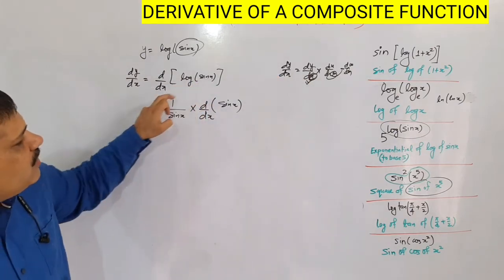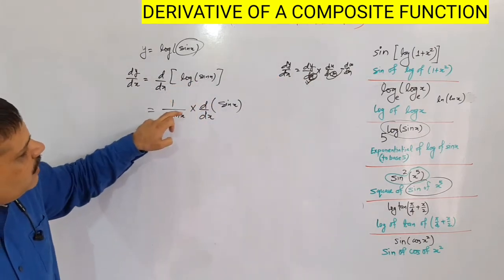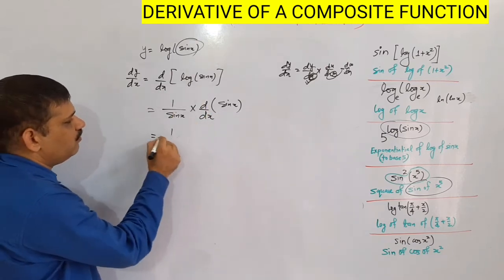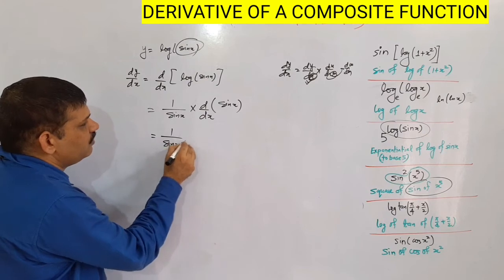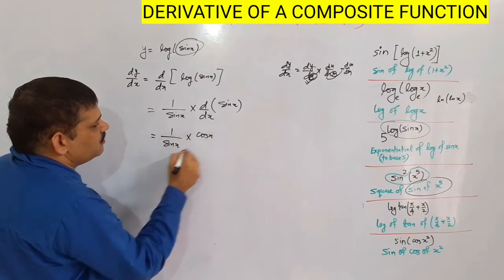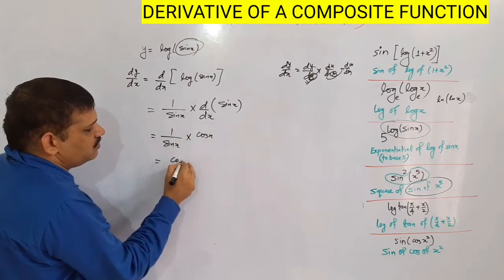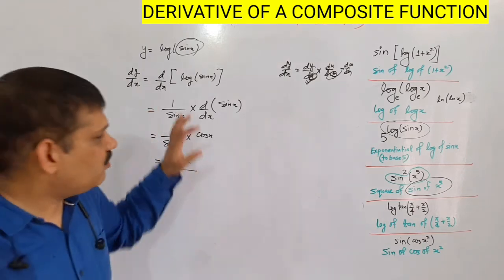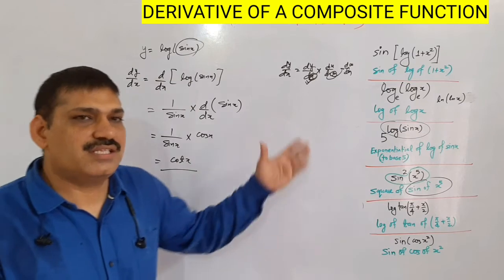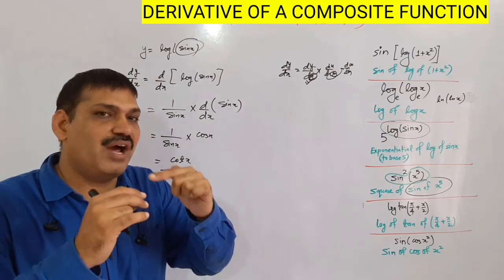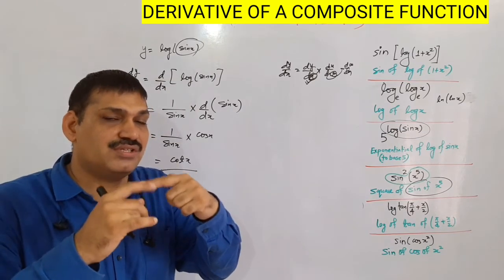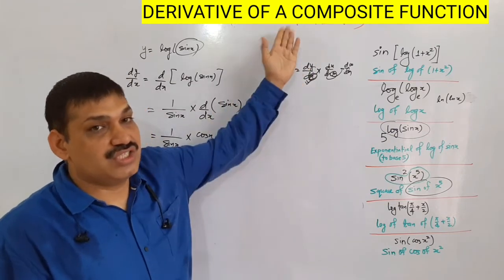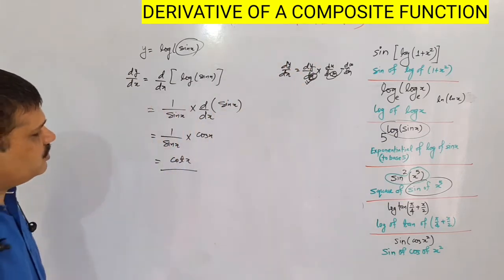So log of variable, the derivative is 1 upon variable into the derivative of the variable. Now derivative of sin x is simply cos x, so it gives cos x upon sin x, which is cot x. So we will practice in this way and we will do all the questions in this manner. That was for better understanding of a composition of a function and the derivative of a function, that is chain rule. Now we will apply the chain rule directly.